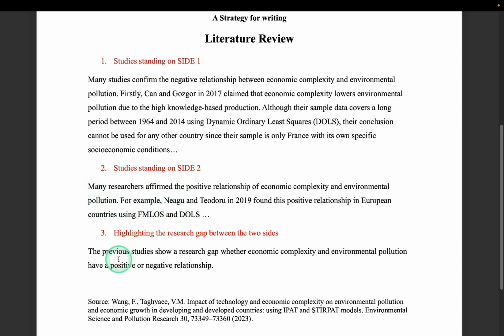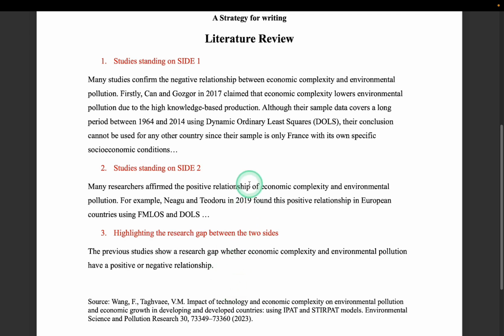And finally, based on the difference and the conflict between the findings of studies in group 1 and group 2, the literature review writes and highlights the research gap between the two sides. For example, it writes, the previous studies show a research gap whether economic complexity and environmental pollution have a positive or negative relationship. And then the literature review can write that this study aims to fill in this research gap. This study aims to bridge this research gap.